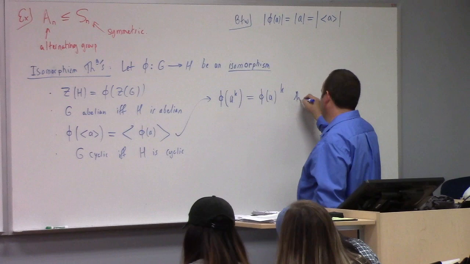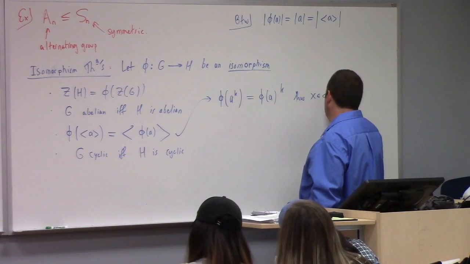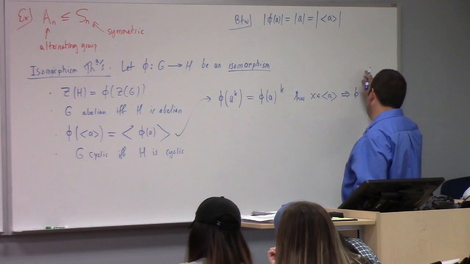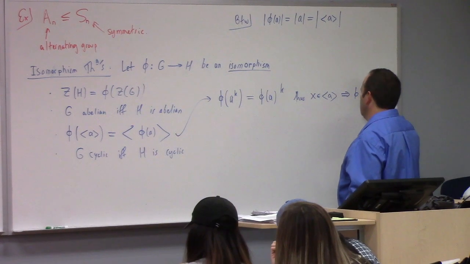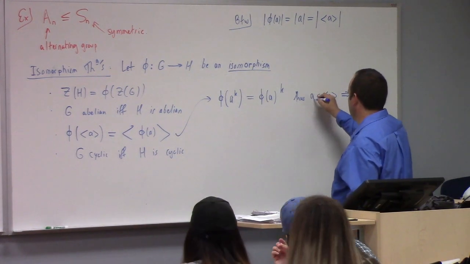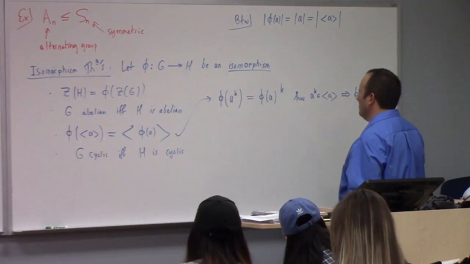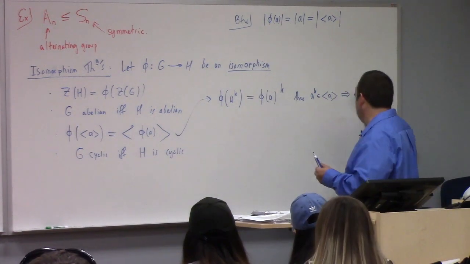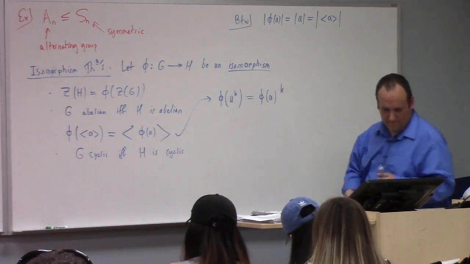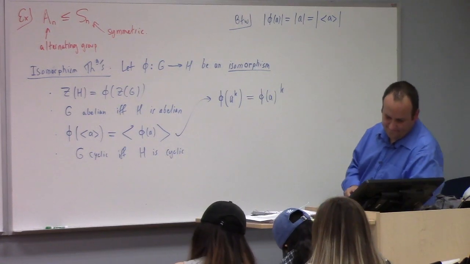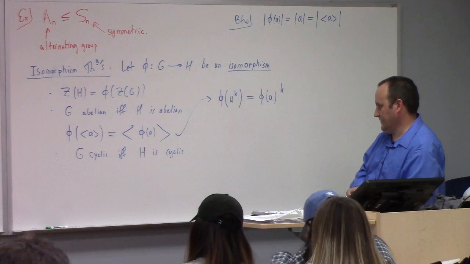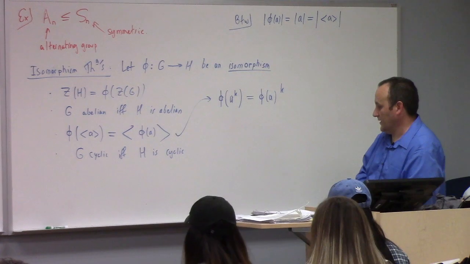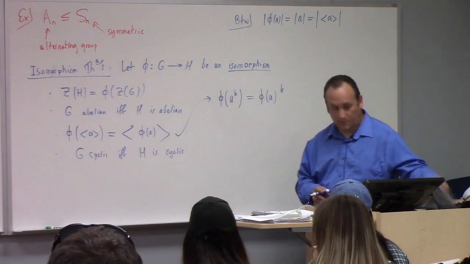So thus, if x is an element of the cyclic subgroup generated by A, that implies that phi of x, well, rather, excuse me, goodness, I'm an idiot. Brain broken. All right, sorry, let me just take a breath and prove this here.